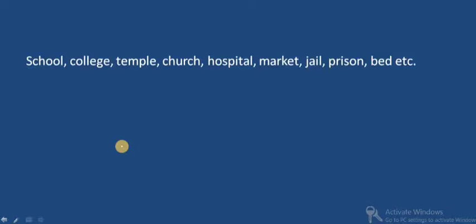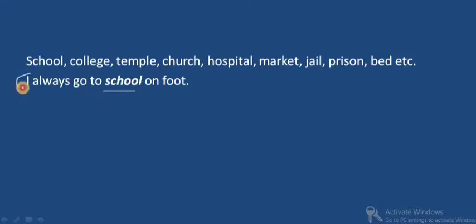Now with the help of examples we will try to clear it. So keep in mind. Here is the example, I always go to school on foot. Here it is clear that I am going to school for study. For which purpose is school open? It is to give education, so that's why no article will be used here.